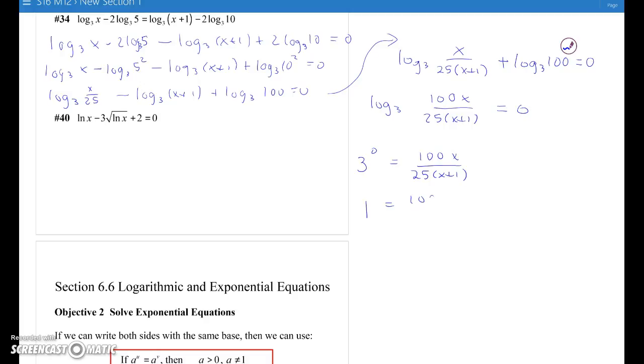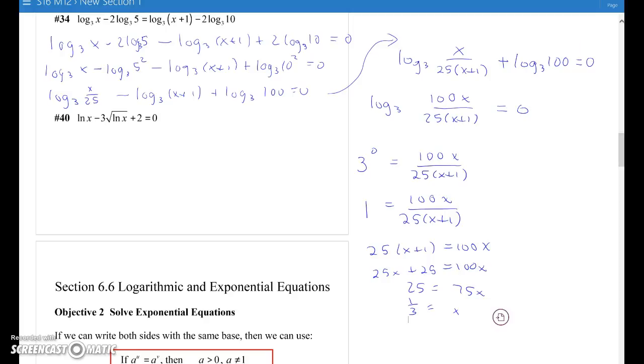So do you see how we get to the exact same spot of algebra work as we did doing it the other way? So now we'll have 25 times x plus 1 equals 100x. So 25x plus 25 is going to equal 100x. So 75x equals 25, and x equals 1/3. So you can try it either way and see which way you like better.